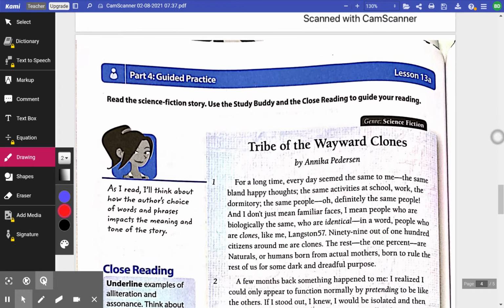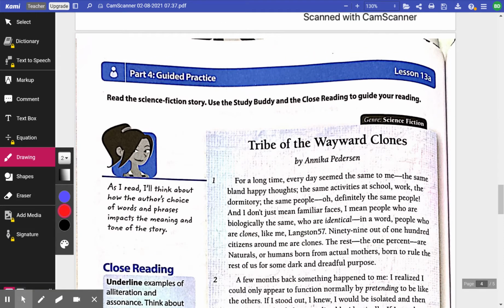All right, so now that you have your materials out and you're ready to go, let's go ahead and get started. So the first thing I'm going to do is rewrite the title of my lesson up at the top of the workbook page. And the title of this lesson is Analyzing the Impact of Word Choice.